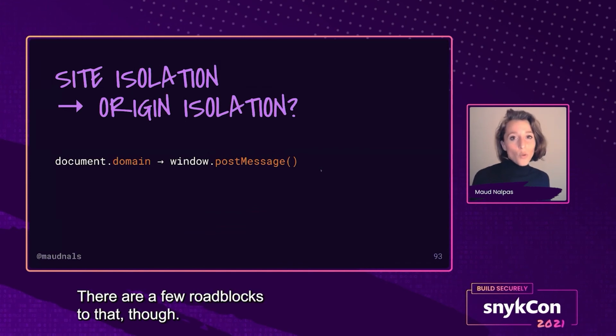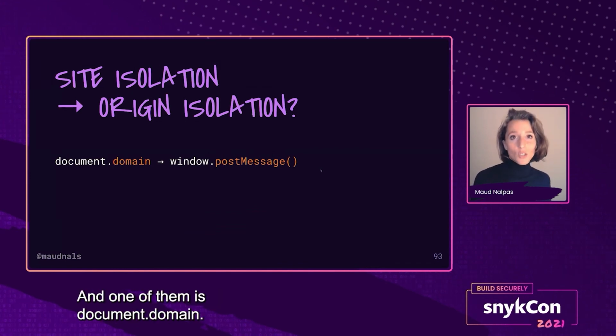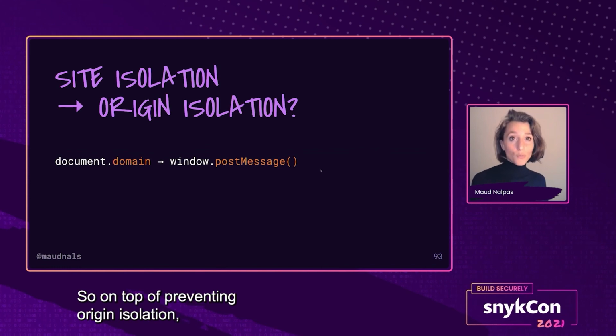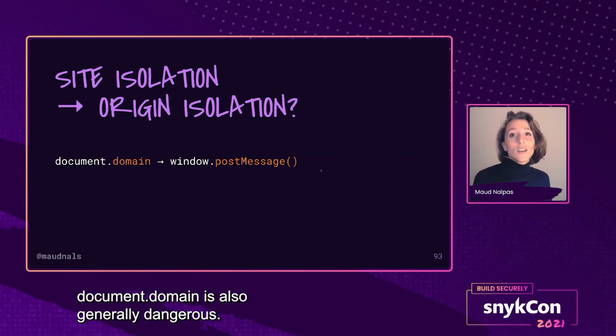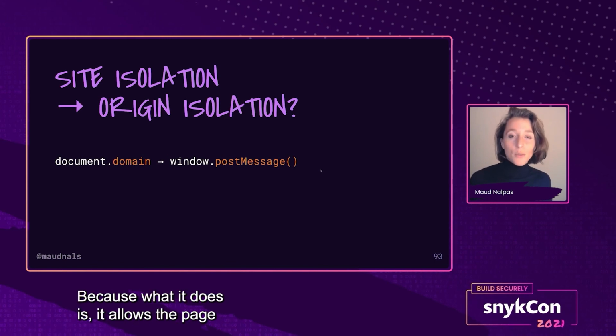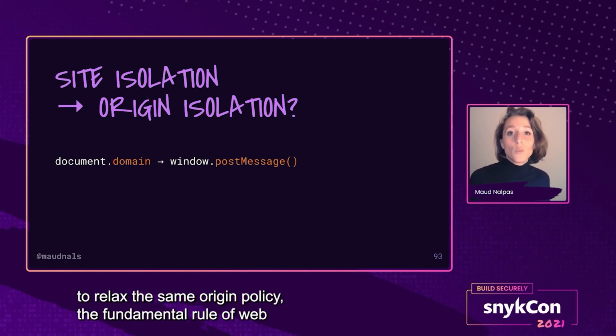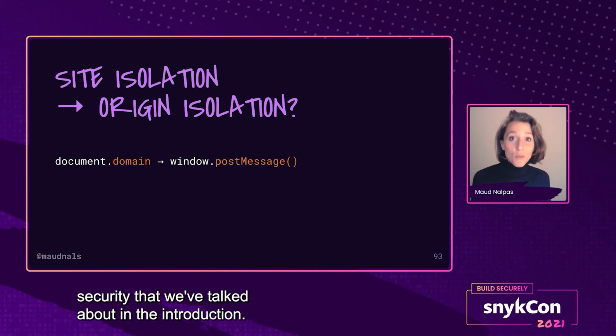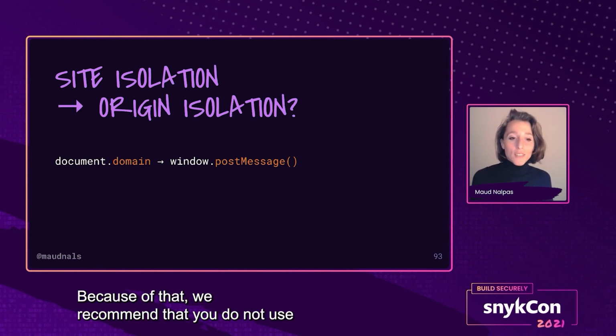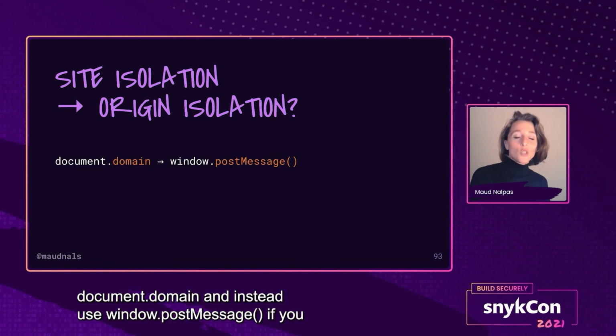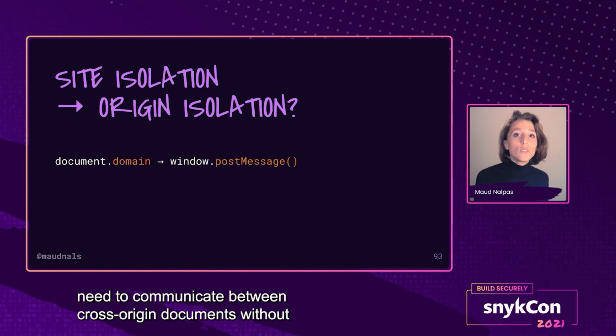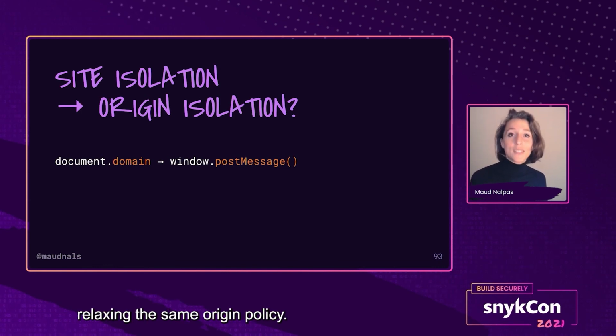There are a few roadblocks to that, though, and one of them is document.domain. So on top of preventing origin isolation, document.domain is also generally dangerous because it allows a page to relax the same-origin policy, the fundamental rule of web security that we've talked about in the introduction. Because of that, we recommend that you do not use document.domain and instead use window.postMessage if you need to communicate between cross-origin documents without relaxing the same-origin policy.